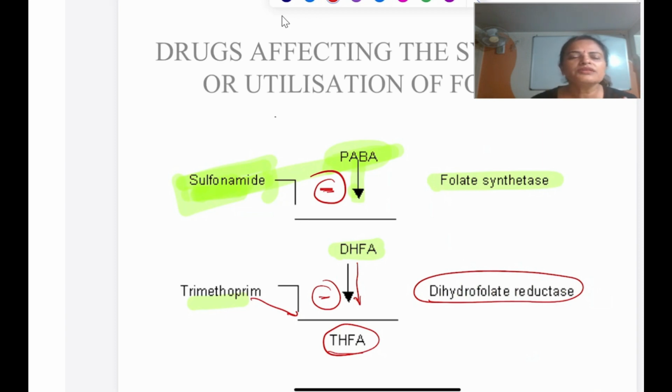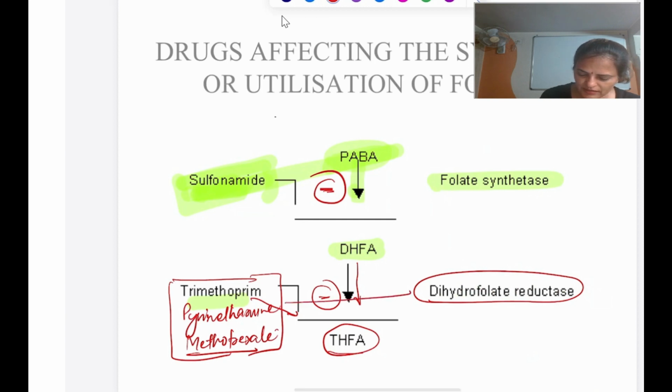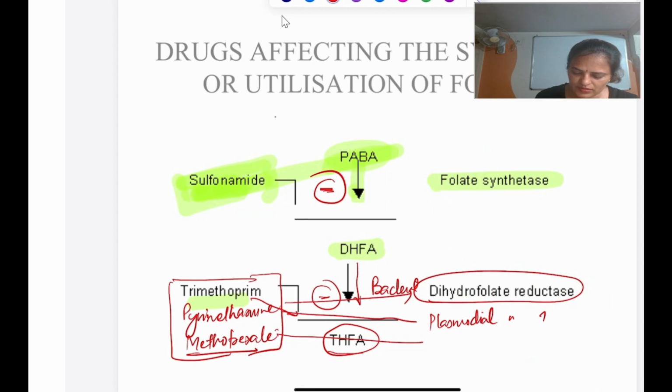The only thing is there are three drugs: trimethoprim, number one, the other one is pyrimethamine, and then one more, methotrexate. All three drugs act by inhibiting the enzyme dihydrofolate reductase. The only difference is trimethoprim has more sensitivity for the bacterial dihydrofolate reductase, pyrimethamine has more sensitivity for the plasmodial dihydrofolate reductase, and methotrexate has more sensitivity for the mammalian dihydrofolate reductase.